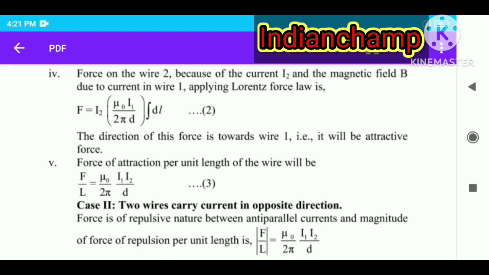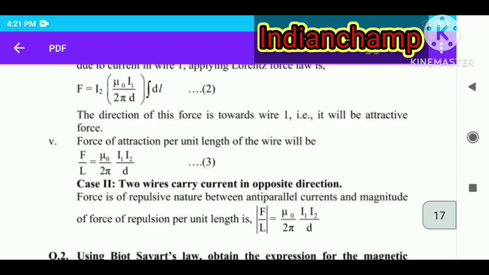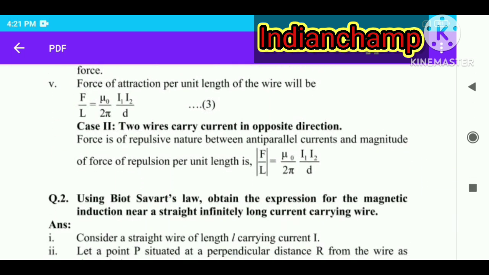Fifth, the force of attraction per unit length of the wire will be F divided by L equals mu0 divided by 2 pi into I1 into I2 divided by d. Equation third. Case second, two wires carrying current in opposite directions. The force is repulsive in nature between anti-parallel currents, and the magnitude of the force of repulsion per unit length is mod F divided by L equals mu0 divided by 2 pi I1 into I2 divided by d.